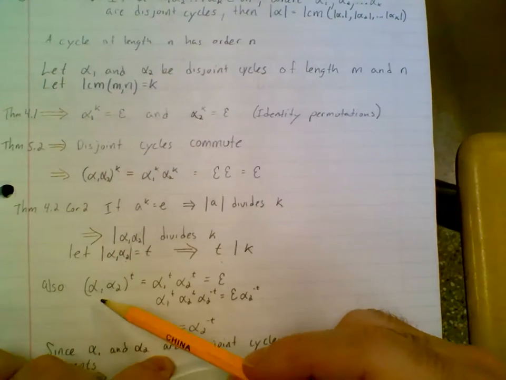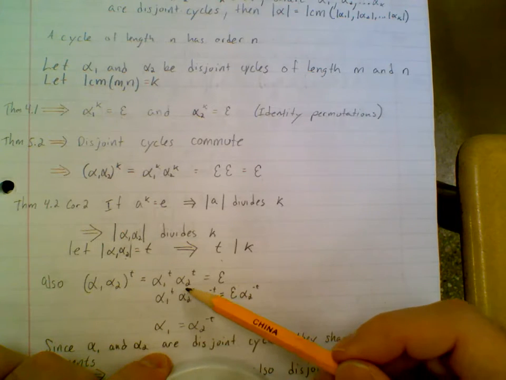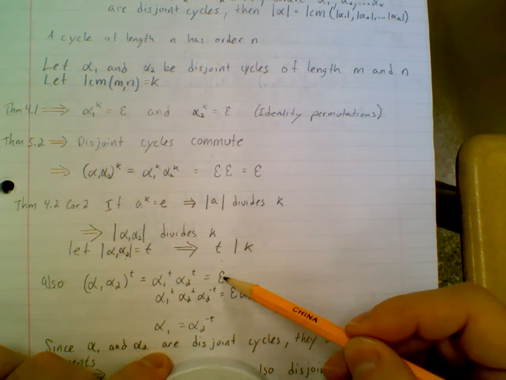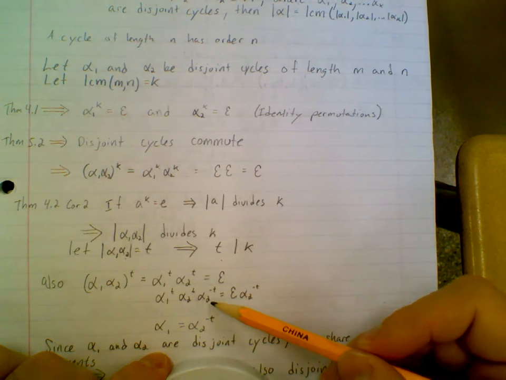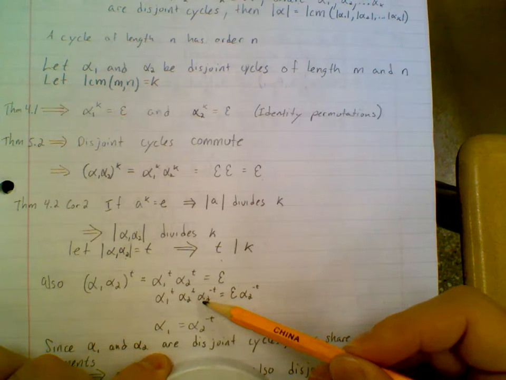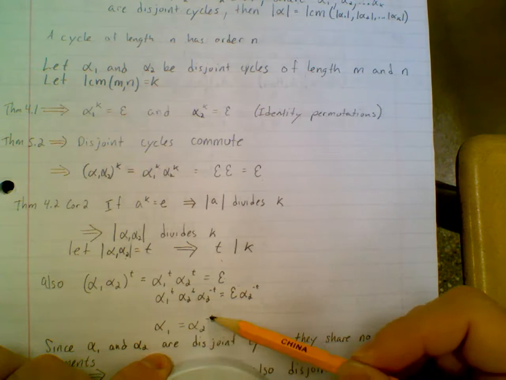So (alpha 1 alpha 2) to the t can be rewritten as alpha 1 to the t times alpha 2 to the t. And we already know that that's the identity. And if we multiply from the right by alpha 2 to the inverse t, we're going to get a cancellation here. And we're going to end up with alpha 1 to the t equals alpha 2 to the inverse t.